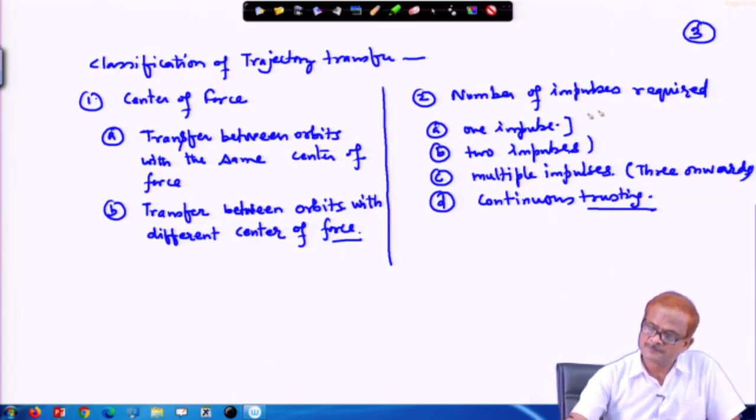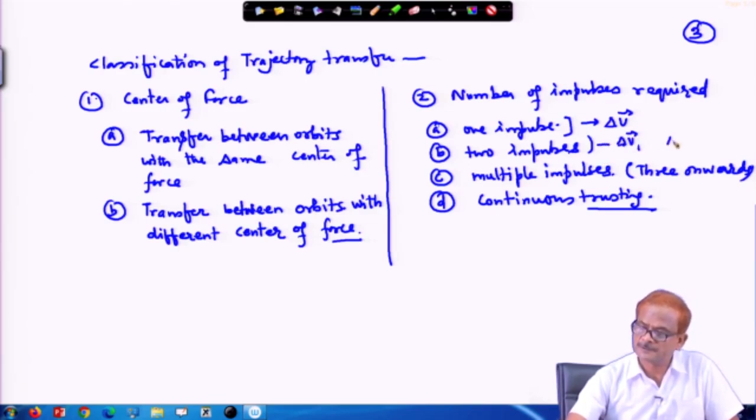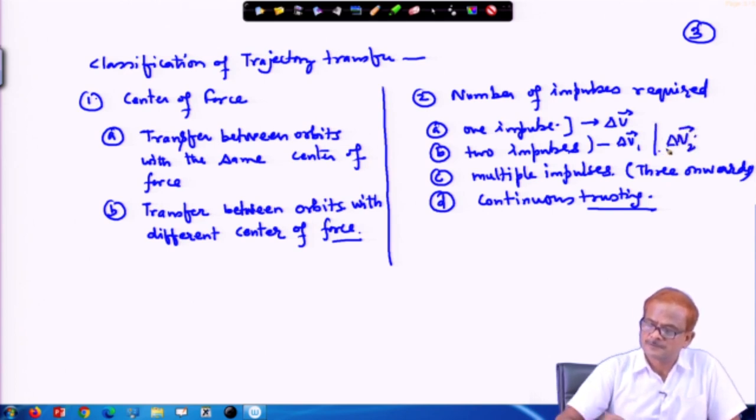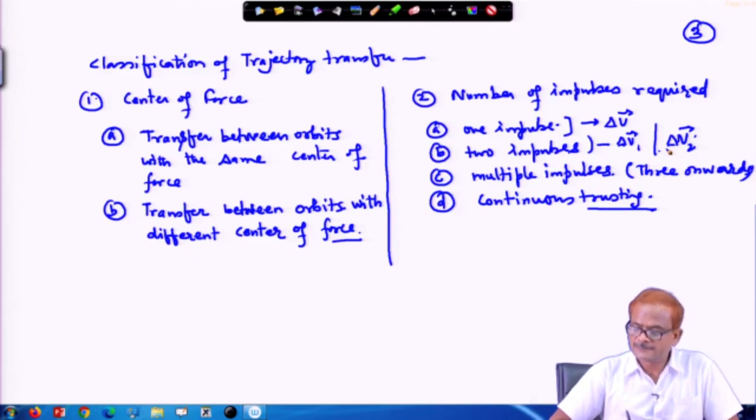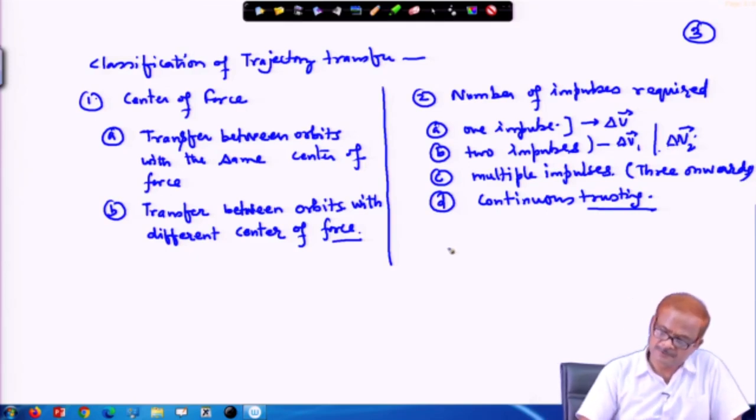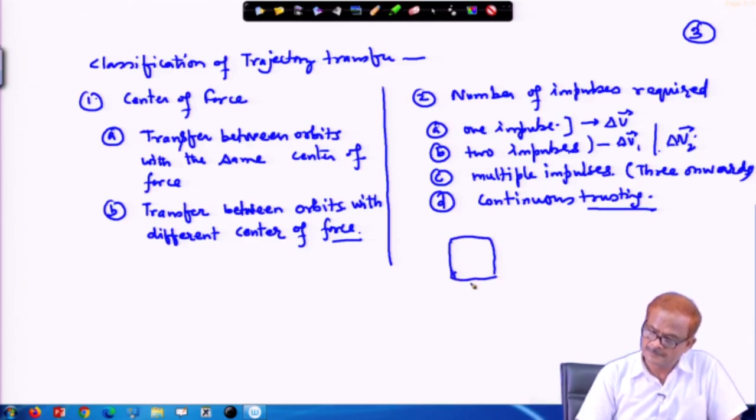So, impulse means at one point you are giving a change in velocity, delta v. Okay, so, at two different points you are giving impulses delta v 1 and delta v 2. So, the rocket is fired, the onboard rocket on the satellite. So, if you have this satellite, the onboard rocket is there. So, this is fired for a short duration.